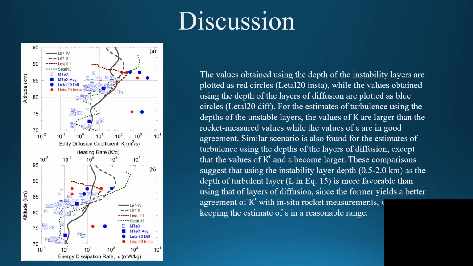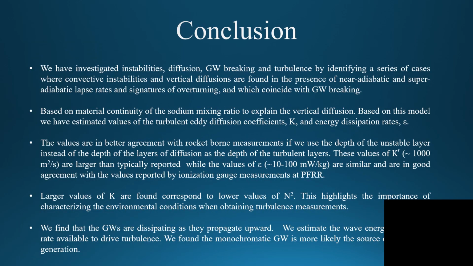So this comparison suggests that we should use the instability layer depths, which are smaller than the depths of the diffusion layer, as the depths of turbulence, because it keeps the value of K in good agreement and also keeps epsilon in good agreement with other estimates. So here are our conclusions.